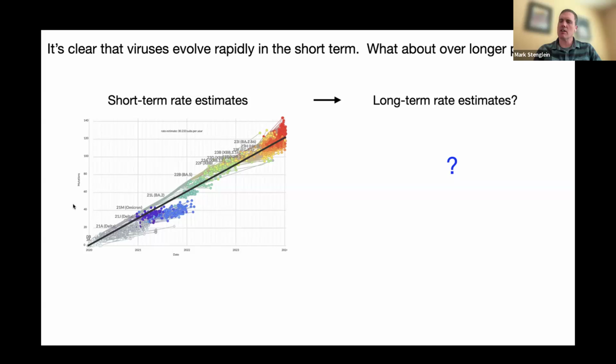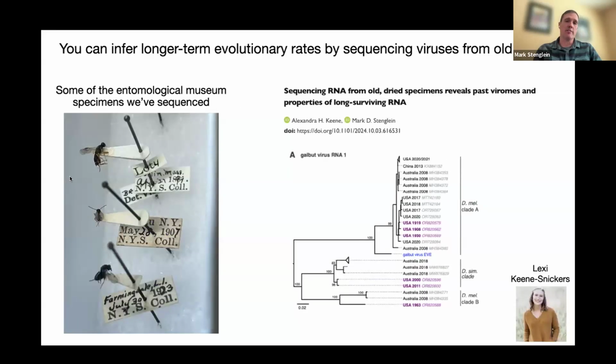So what happens over longer time periods, and where would you even get long-term rate estimates for how fast viruses evolve? Well, one straightforward way to get information about longer term virus evolution is to sequence viruses from old samples. This is one of the ways that I became personally interested in this issue, because a student in my lab, Lexi, had been sequencing RNA viruses from old entomological museum specimens. On the left of the slide, you can see some of the old insect specimens from museums that she extracted RNA from and sequenced.